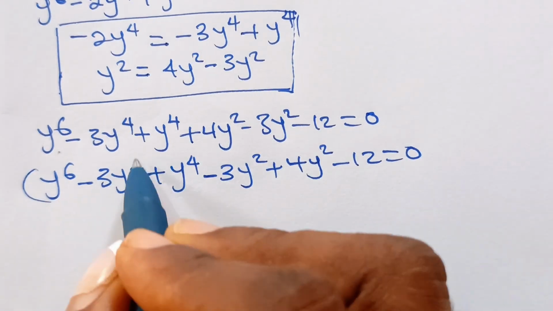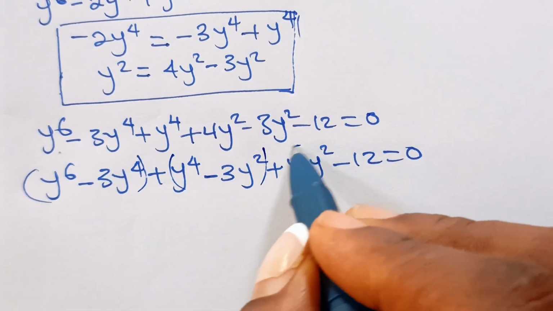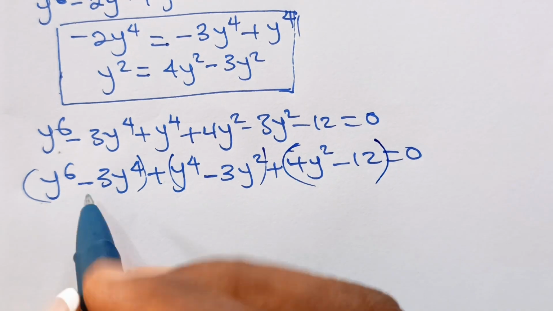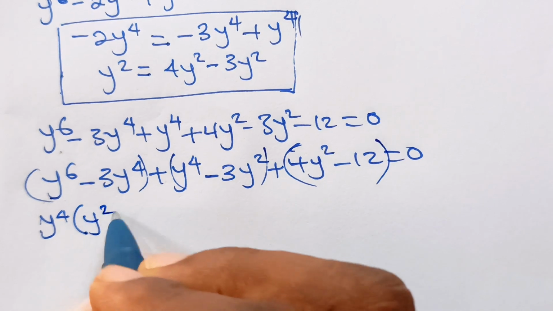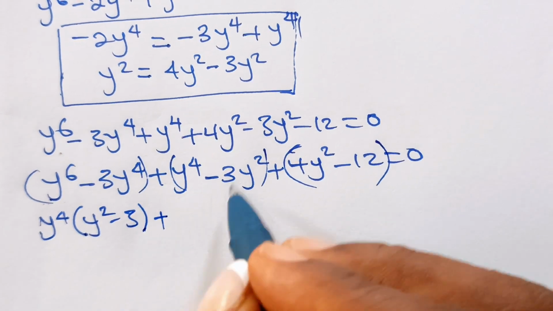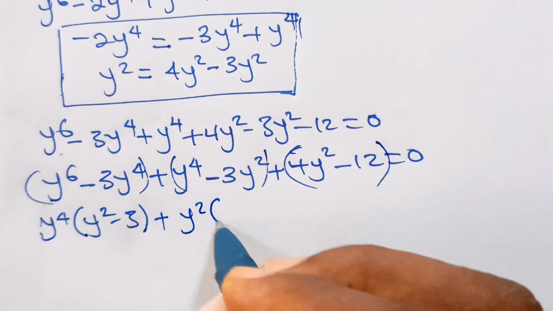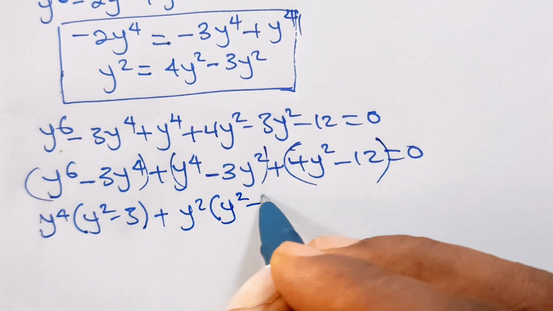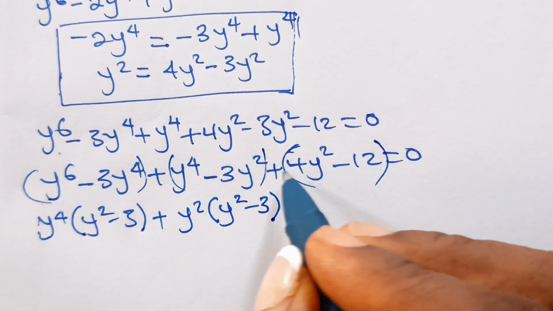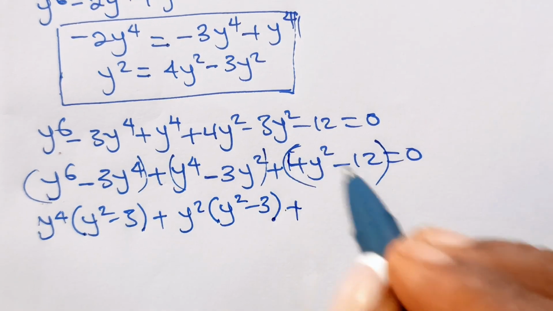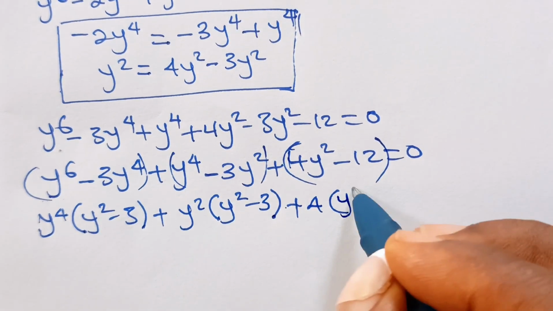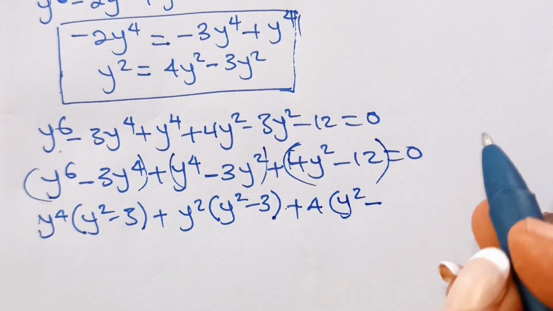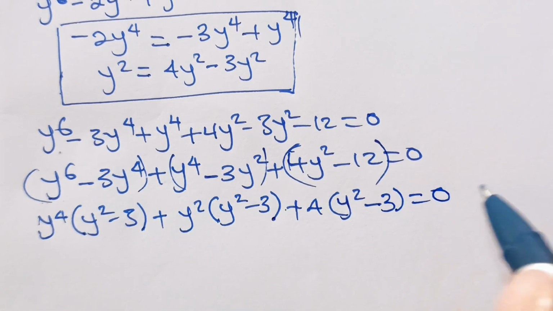So let us group them in twos. Okay, now here, let's factorize y to the power of 4 out. We have y squared minus 3, right? Plus, if we factorize y squared out, we have y squared minus 3 here, right? Now here, if we factorize 4 out, when this is divided by 4, we have y squared, and when 12 is divided by 4, we have 3, is equal to 0.